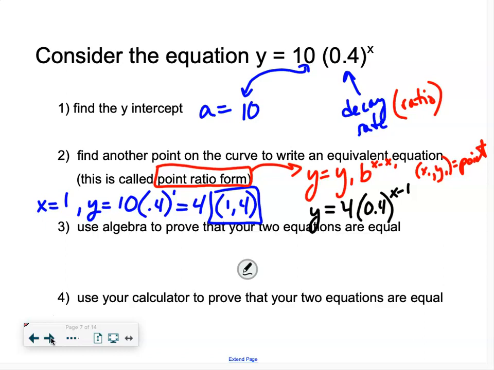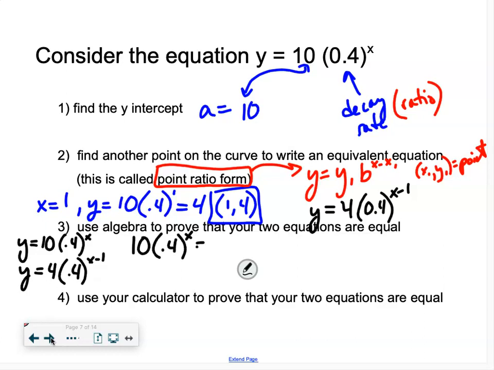Well, let's see. So if I have y equals 10 times 0.4 to the x, I'm going to write them out here, and I have y equals 4 times 0.4 to the x minus 1. Okay, so let's see. I'm going to set these equal to each other. So I have 10 times 0.4 to the x equals 4 times 0.4 to the x minus 1.